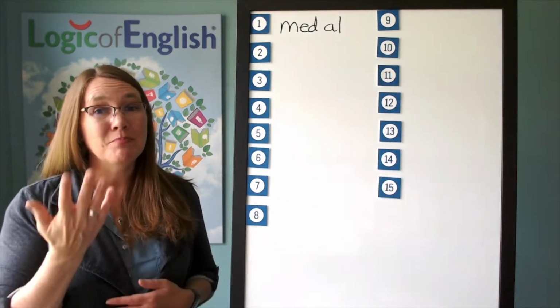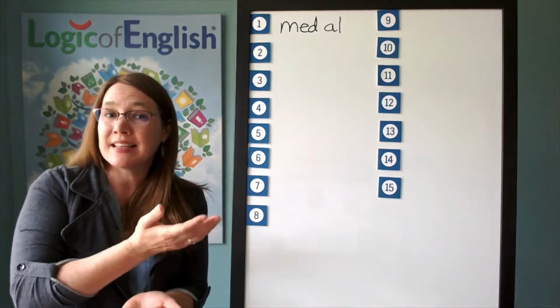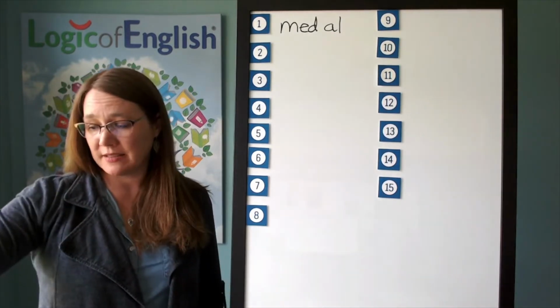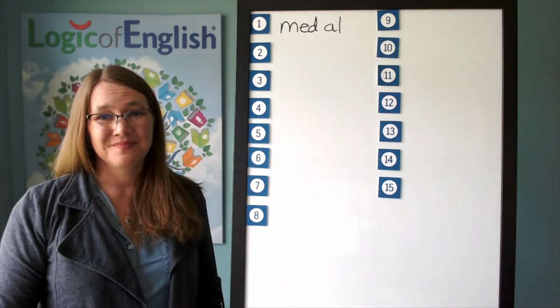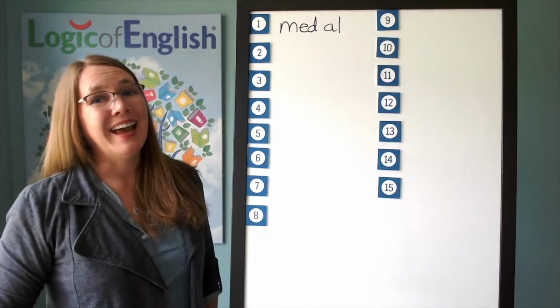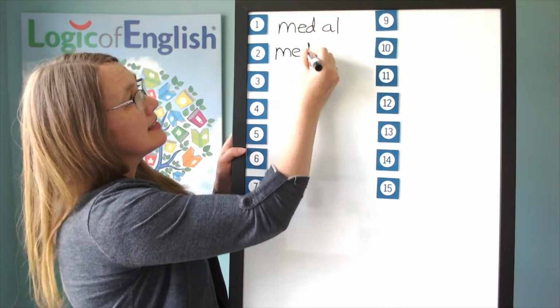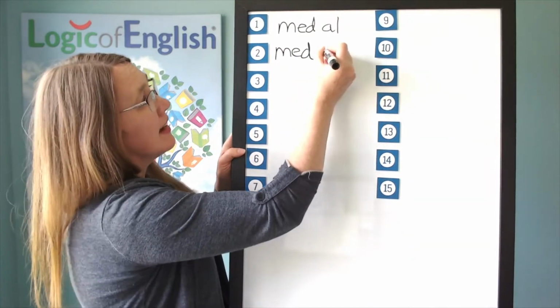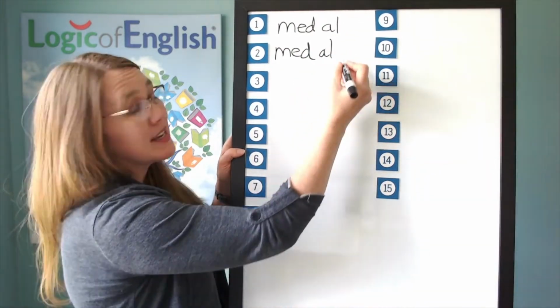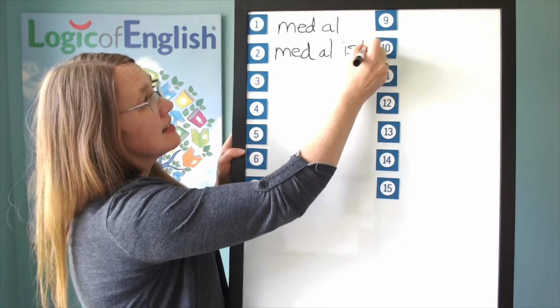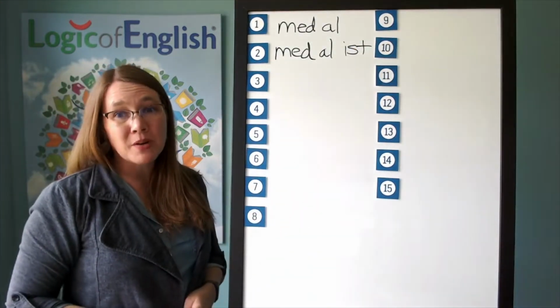Go ahead and write med-al-ist, sounding it out as you write it. And help me to write it. The first syllable is med. M-e-d. The second syllable is al. A-ul. The third syllable is ist. Ist. And how do we mark it?